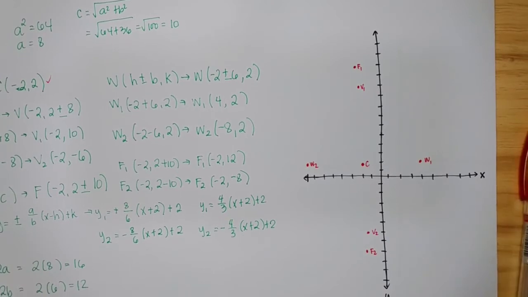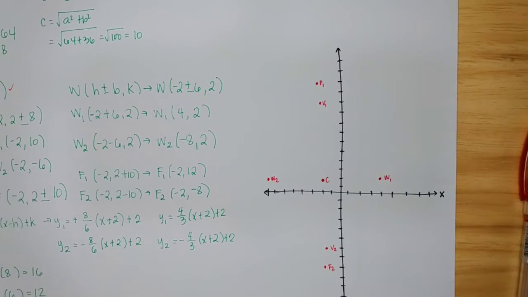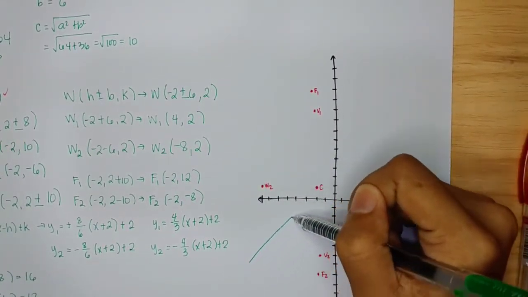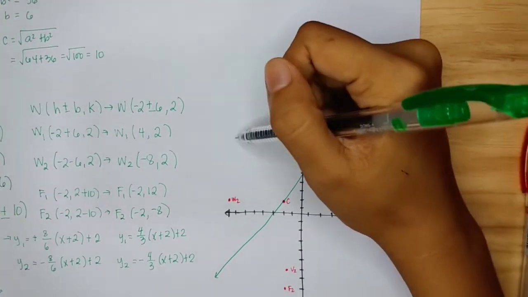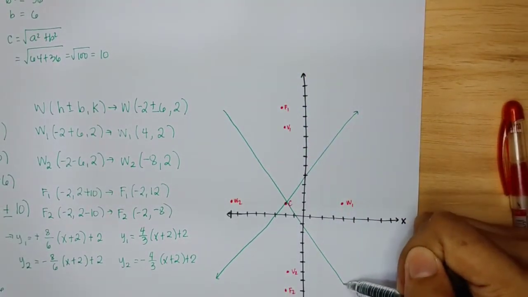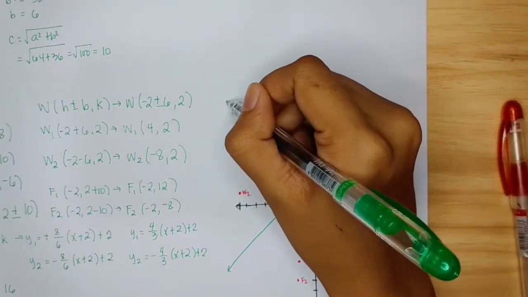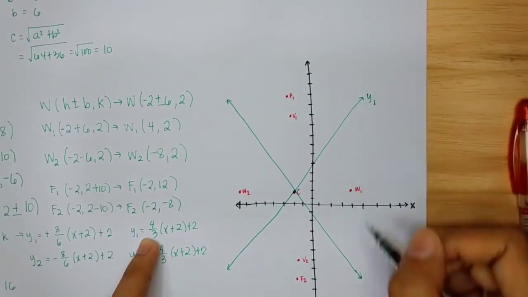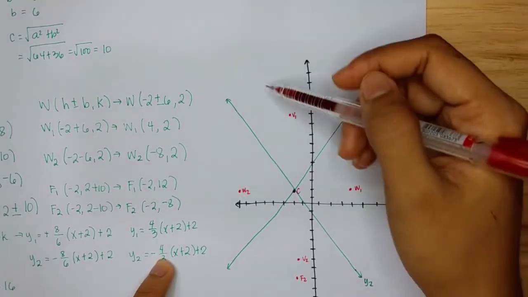Okay, then, itong asymptote. So, this will be this line. So, yung line na yan, assuming na lang na yan yung asymptote natin. So, let's label this one na lang. So, this will be our y1. That is positive. So, positive, that is y1. Then, negative, this is y2.